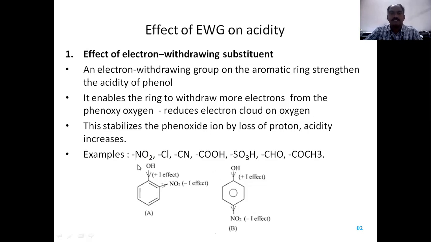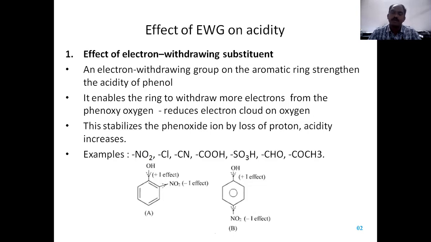So here this nitrogen is having a positive charge because it is attached to oxygen. Oxygen is more electronegative than nitrogen. So any atom which is attached to the aromatic nucleus bearing a positive charge will act as an electron withdrawing group. So nitro group or chlorine or CN or COOH or SO3H or aldehyde group or ketone group will try to increase the acidity. For example, if you take the example of nitrophenol, acidity increases.